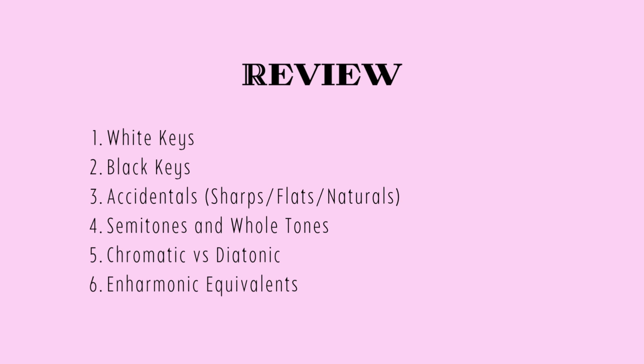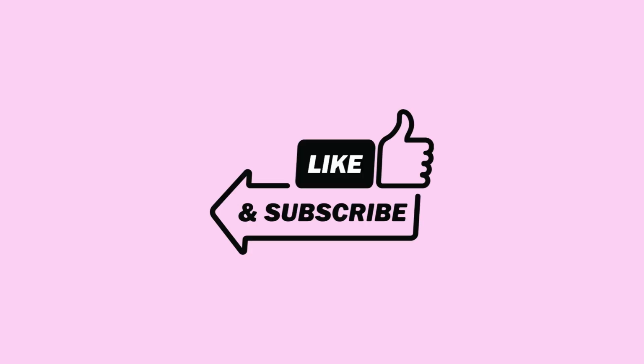Number 5, chromatic semitones occur within the same letter name, while diatonic semitones occur between different letter names. Number 6, enharmonic equivalents are notes that sound the same but have different names, such as C sharp and D flat. Understanding these concepts will help you read music more fluently and prepare you for learning scales and chords in the upcoming lessons.